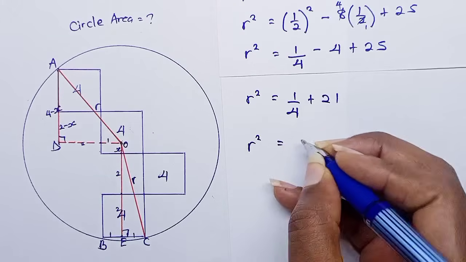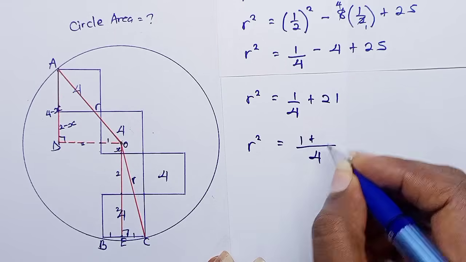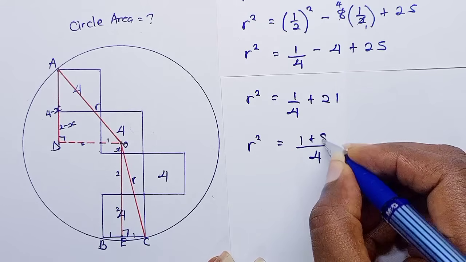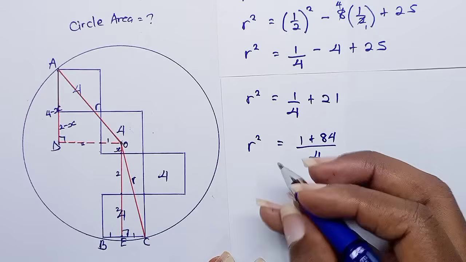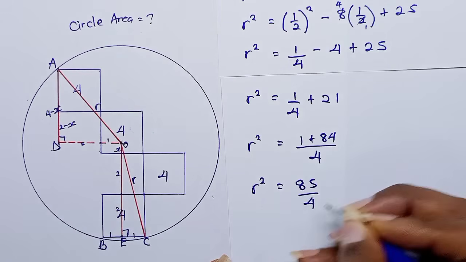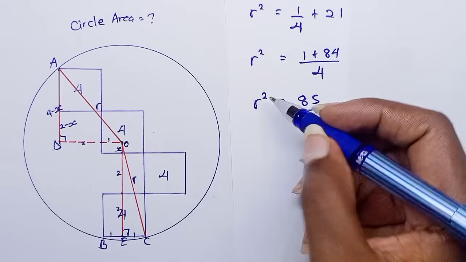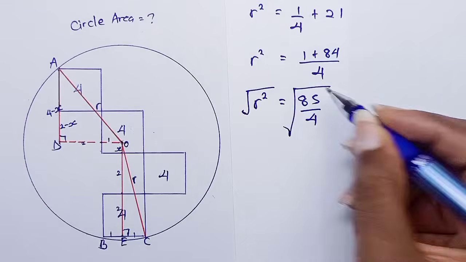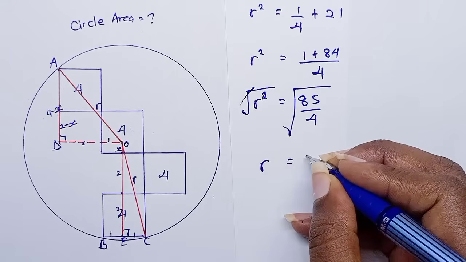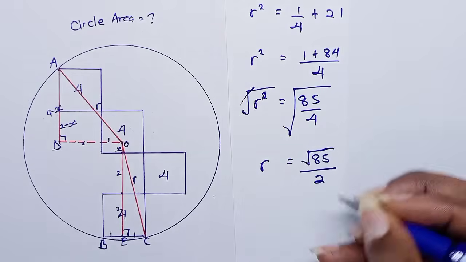r squared is equal to, the LCM is 4. 4 by 4 is 1. 1 times 1 is 1 plus 4 by 1 is 4. 4 times 21 is 84. So r squared will be equal to, this plus this gives us 85 over 4. So now let's find the square root on both sides. Square root here, square root here. This cancels. And therefore r is equal to root of 85 over square root of 4, which is 2.